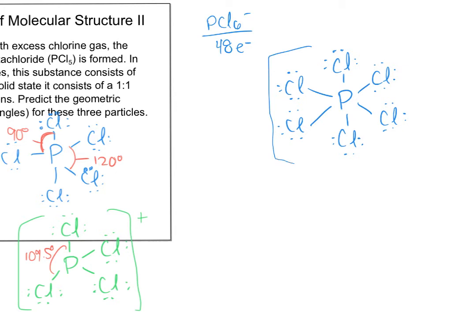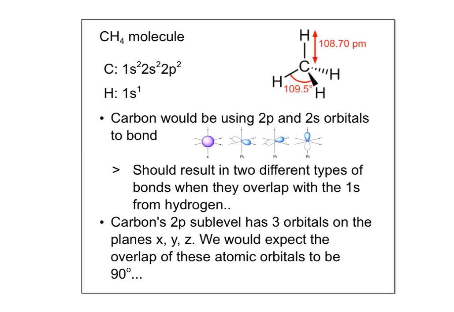Okay, don't forget your brackets. -1 charge. Okay, so on this guy, I got 6 things bonded to the central atom. That gives me an octahedral shape, no lone pairs. And we know that these angles and these angles are all 90 degrees. So all 90-degree angles on that guy.